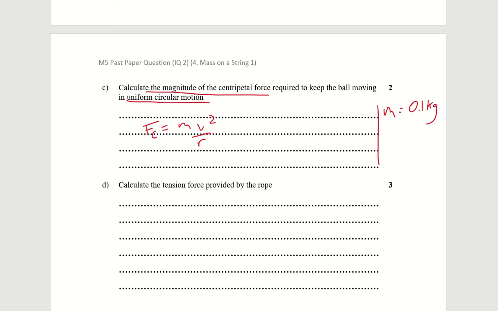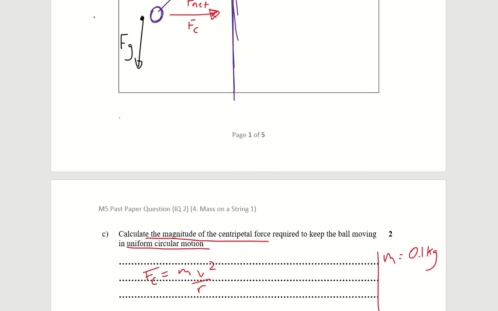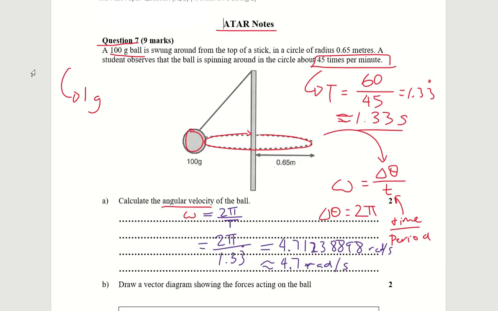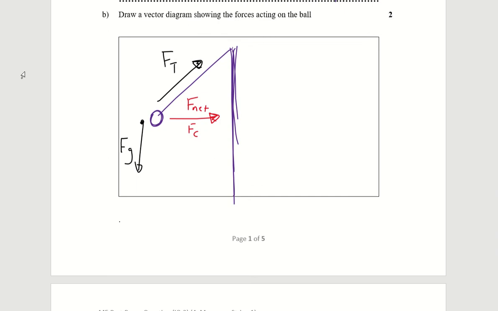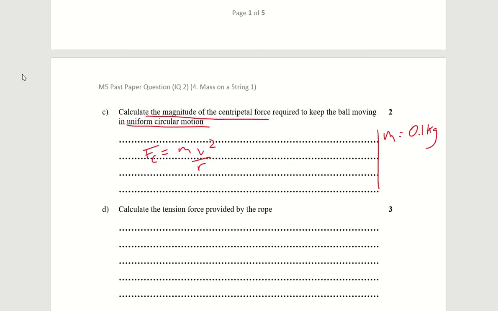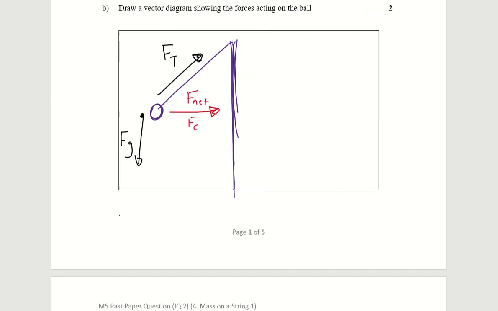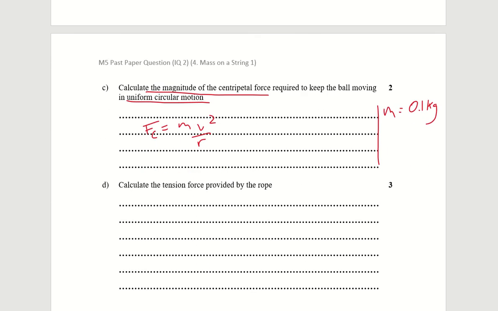The velocity, we haven't actually worked that one out, I don't think. No, we haven't worked that out. So we just need to work that out from there. And our radius is 0.65 meters. We don't know what v is yet, so let's just find v quickly.